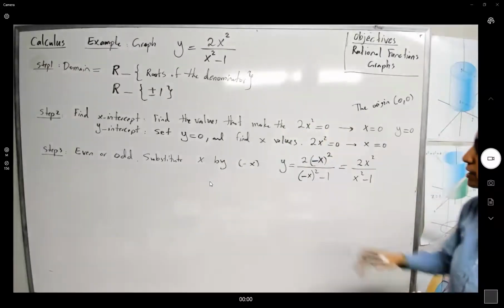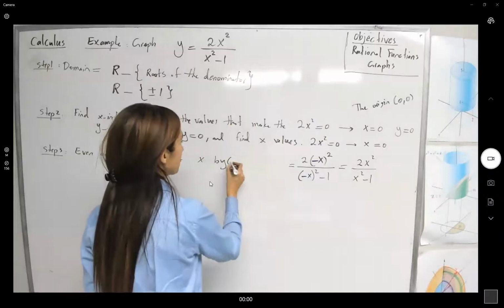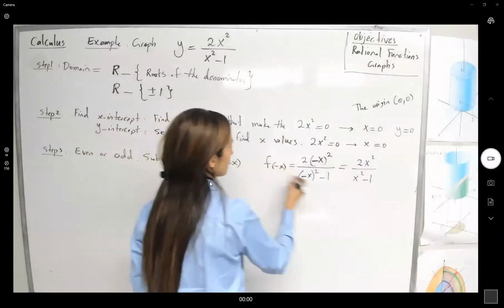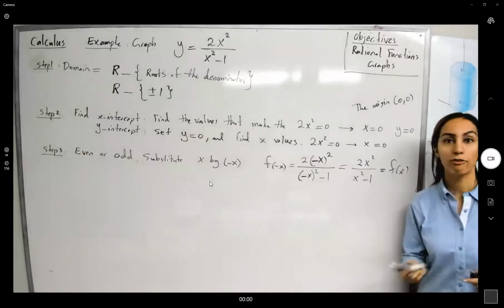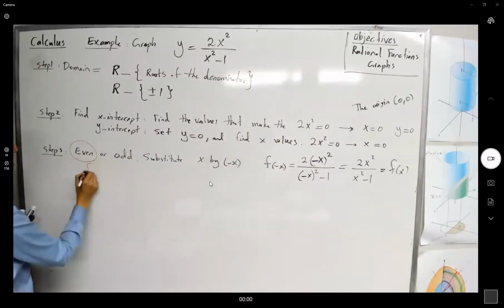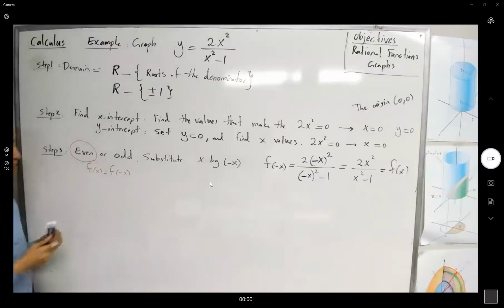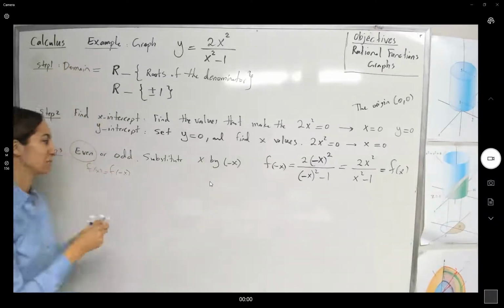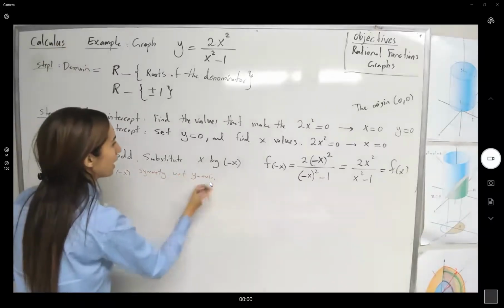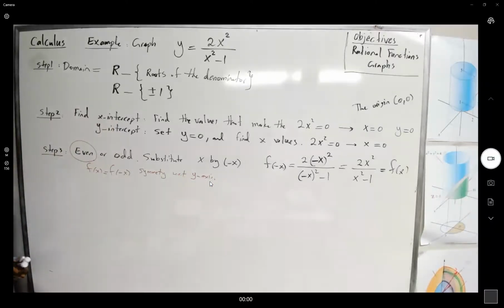What's the meaning of that? It means that f of minus x is equal to f of x. It means that the function is an even function. F of x is equal to f of minus x. Well, here it means that you have a symmetry with respect to the y-axis. So so far we know that we have an even function. What else do we need? We need to find the vertical and horizontal asymptotes.